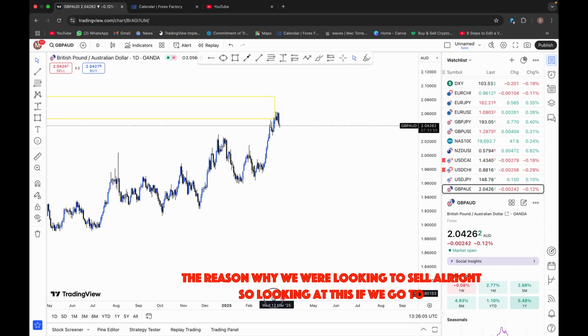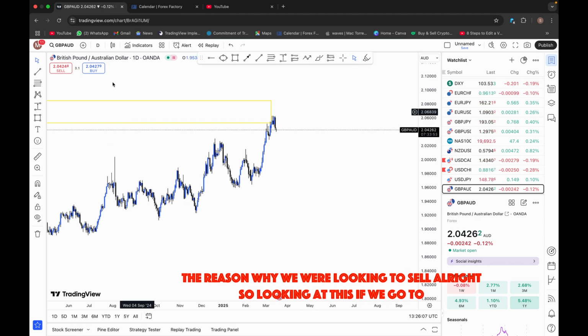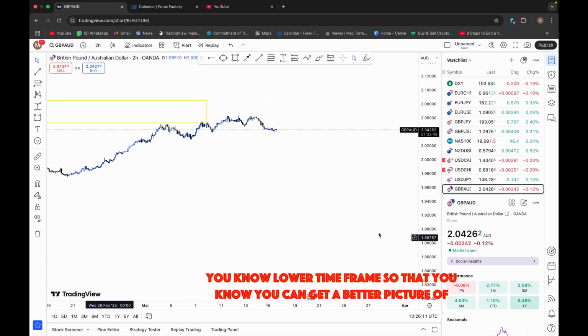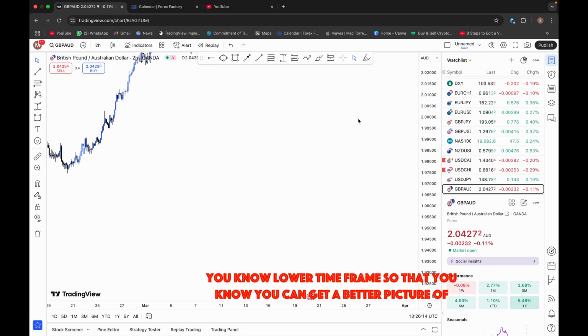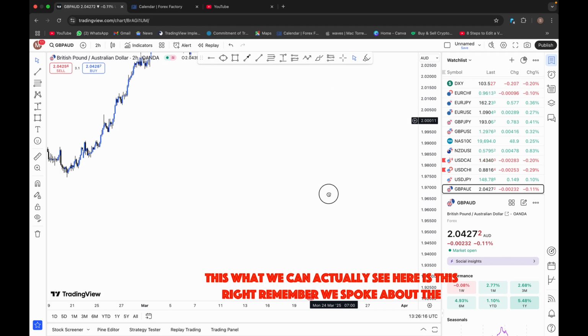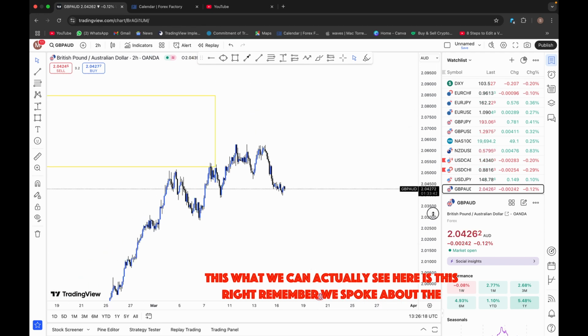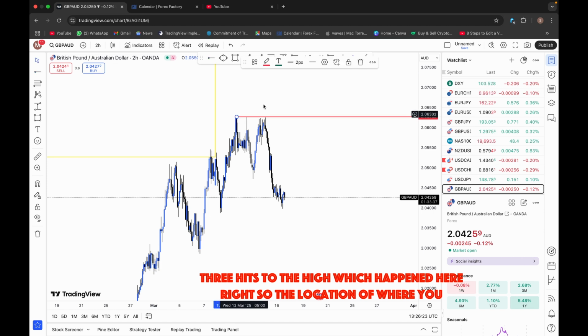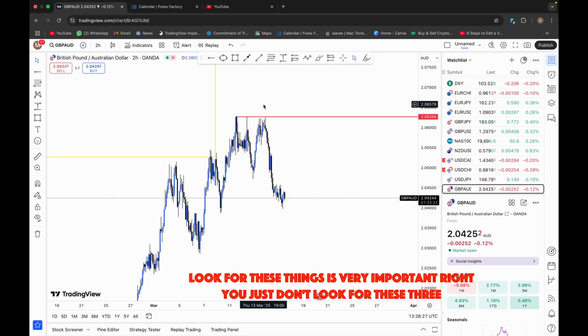So that is the reason why we were looking to sell. All right, so looking at this, if we go to lower time frame, so that you can get a better picture of this, what we can actually see here is this, right? Remember we spoke about the 3 hits to the high, which happened here, right? So the location of where you look for these things is very important, right?